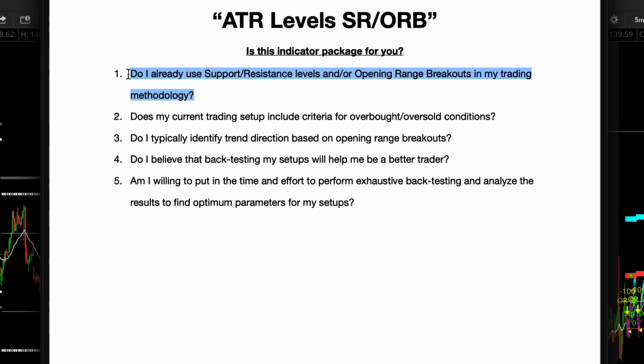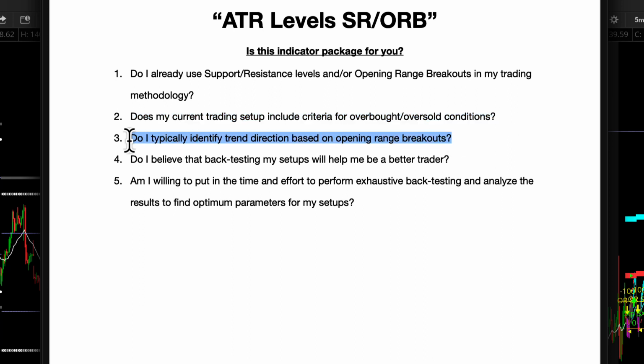So number 1, Do I already use support resistance levels and or opening range breakouts in my trading methodology? If you do, then you're going to find tools in this indicator package that facilitate that and also help you to optimize and backtest. Does my current trading setup include criteria for overbought, oversold conditions? Maybe you're using the RSI or the stochastic for overbought, oversold. Well, those are static overbought, oversold levels. They don't automatically adapt as the volatility of the price action changes.